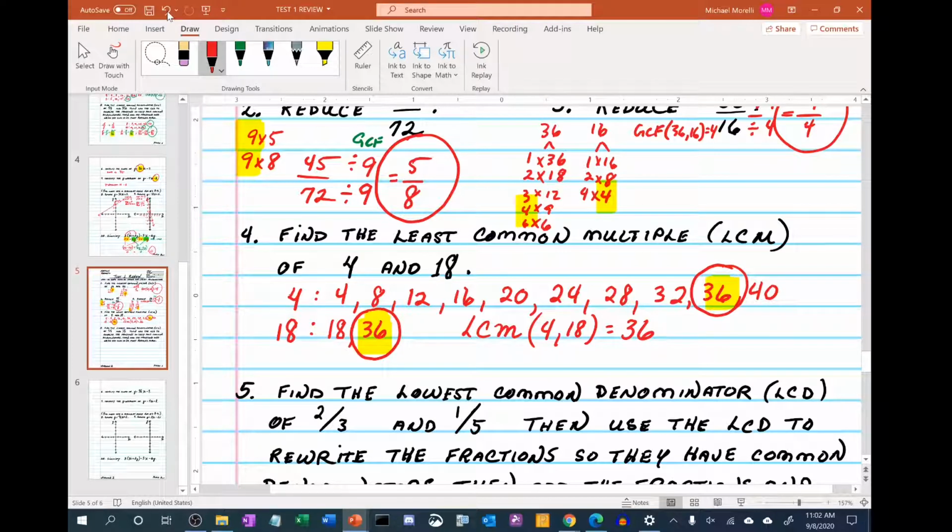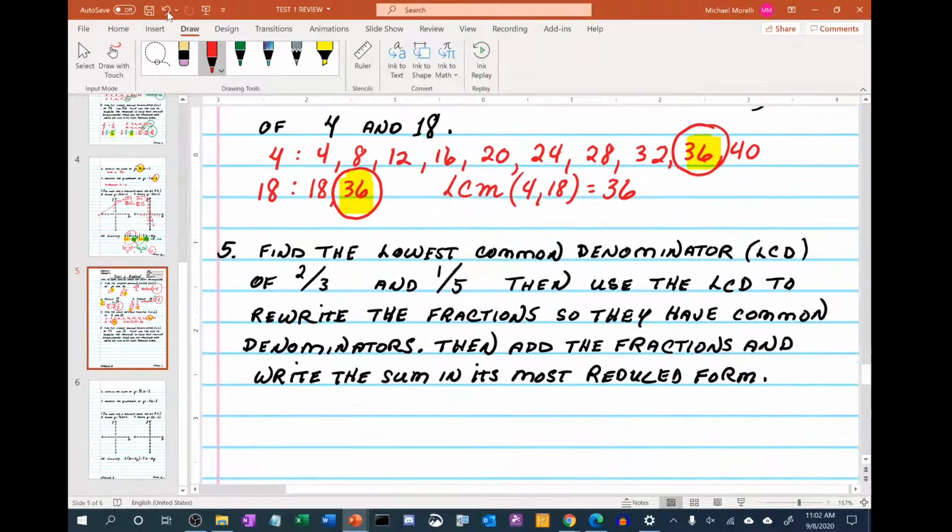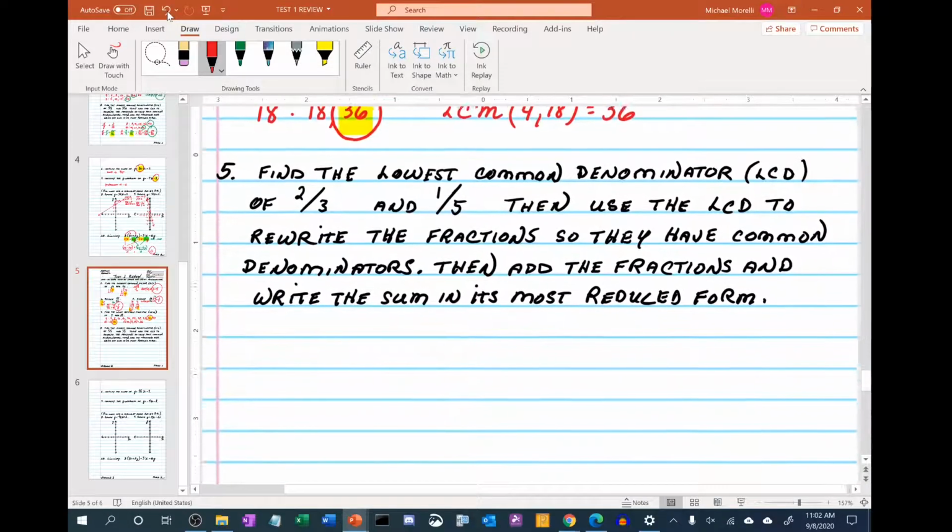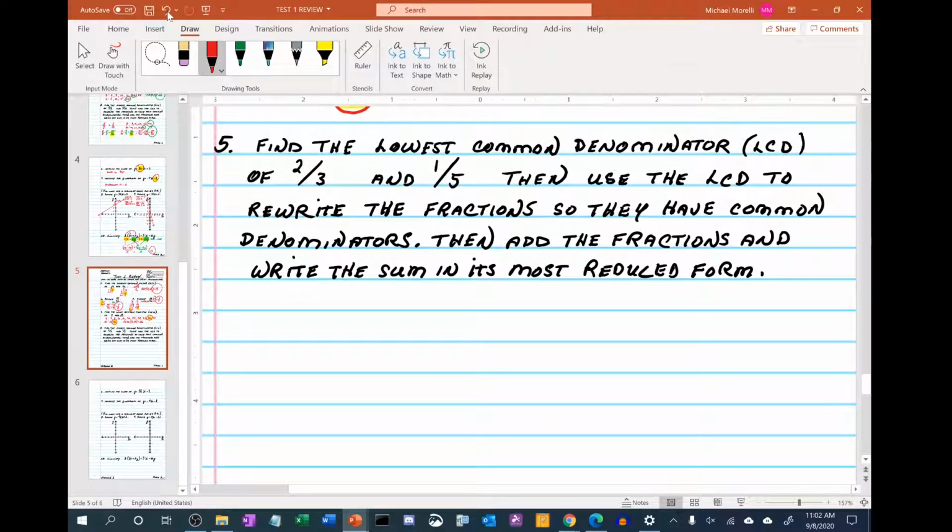These skills that we're learning here are practicing GCF, LCM, and now coming up LCD, greatest common factor, least common multiple, lowest common denominator. These are crucial skills for fractions, and that's where this problem comes in. This problem merely asks you to add 2/3 to 1 and 1/5 together, okay? That's all it's asking you to do.